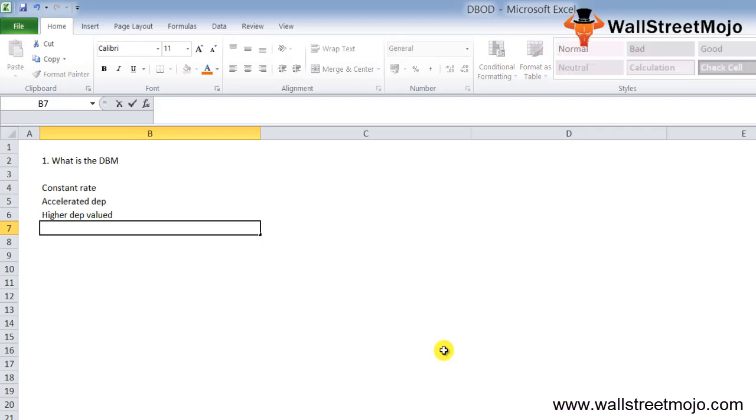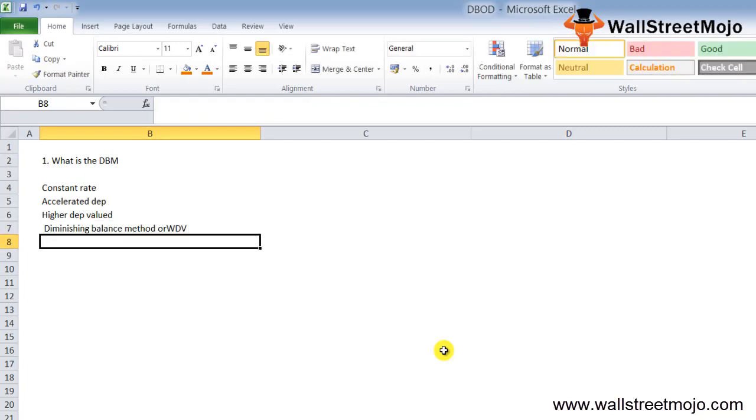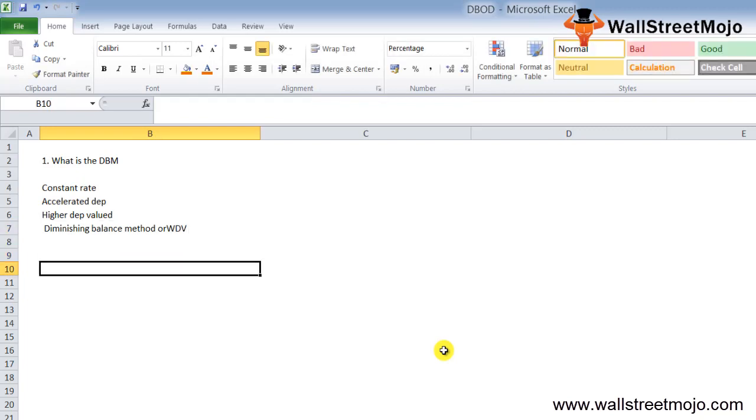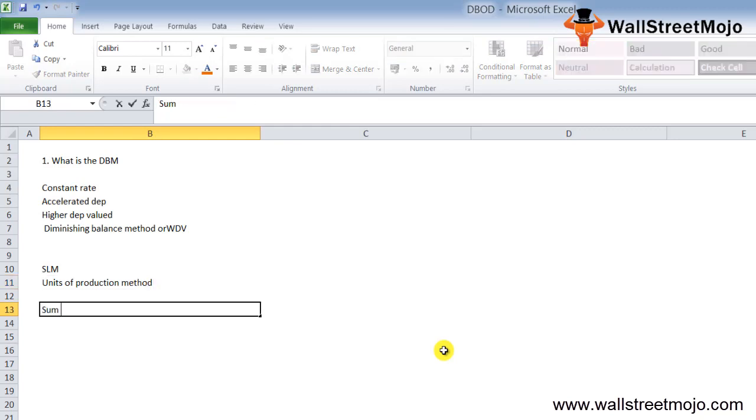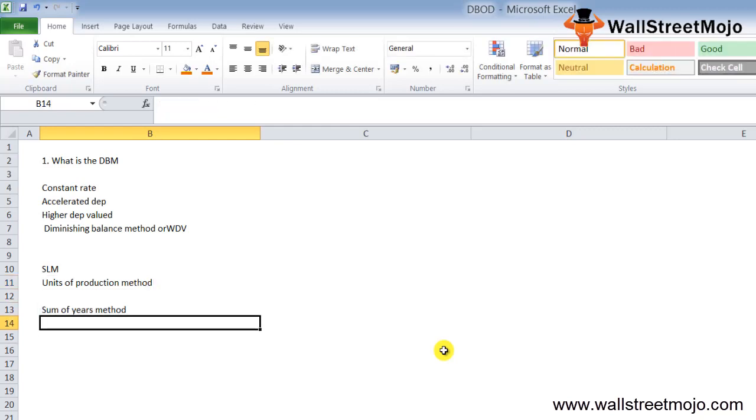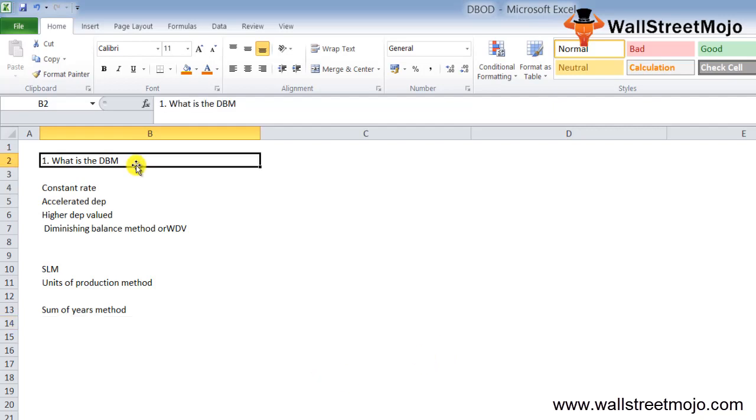So this is also known as your diminishing balance method, or WDV method. Now, other depreciation methods include SLM, the straight line method, the units of production method, and the sum of years method. So in this tutorial, we'll learn about only the DBM method.